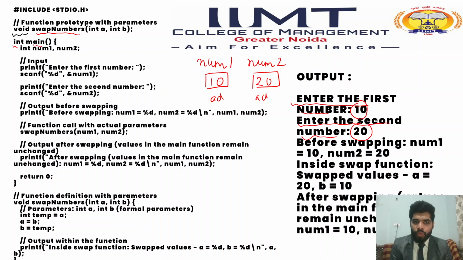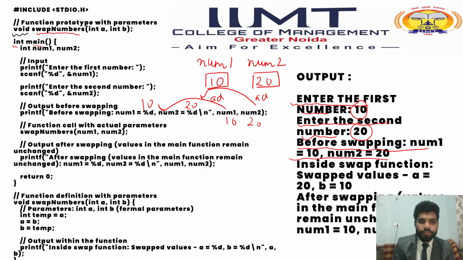So printf("Before swapping, number1 equals %d, number2 equals %d", number1, number2). What are the values of number1 and number2? 10 and 20. So these values will be printed at these places, %d and %d. The result will come like this: before swapping, number1 is equal to 10 and number2 equal to 20. This will be the result.